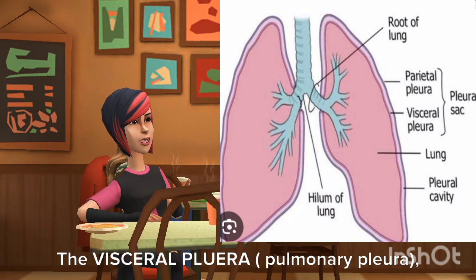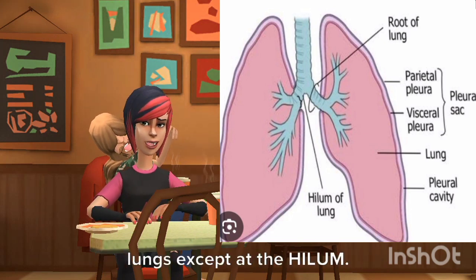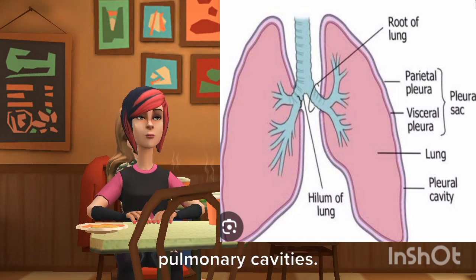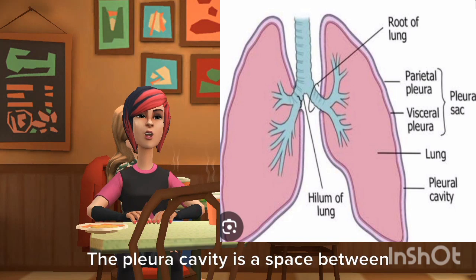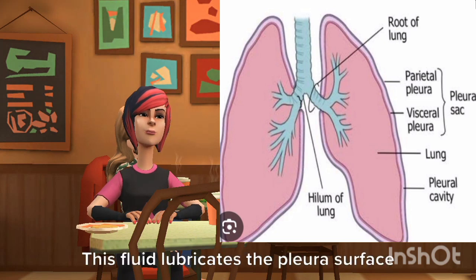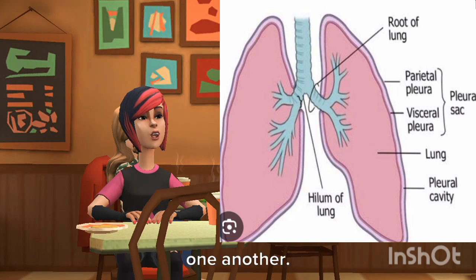The visceral pleura, pulmonary pleura, covers all the surface of the lungs except at the hilum. The parietal pleura lines the pulmonary cavities. The pleural cavity is a space between the layers of the pleura. It contains a capillary layer of serous pleural fluid. This fluid lubricates the pleural surface and allows the layers to slide over one another.